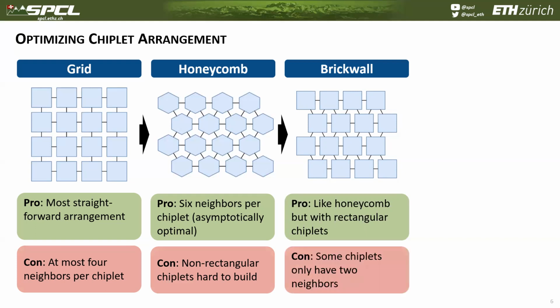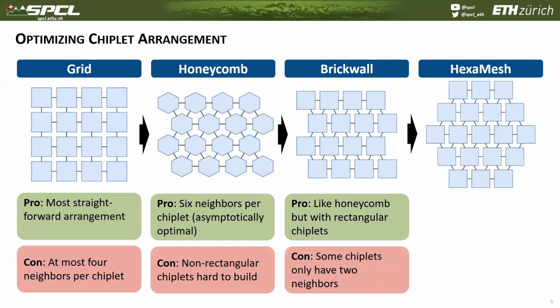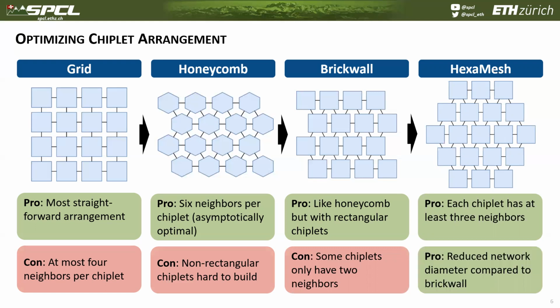So what we can do is we can arrange chiplets in a HexaMesh arrangement. This is actually our proposal for how to arrange chiplets in such a scenario. In the HexaMesh, each chiplet has at least three neighbors. All the non-bordered chiplets have six neighbors, and the HexaMesh has the lowest network diameter of all arrangements considered.